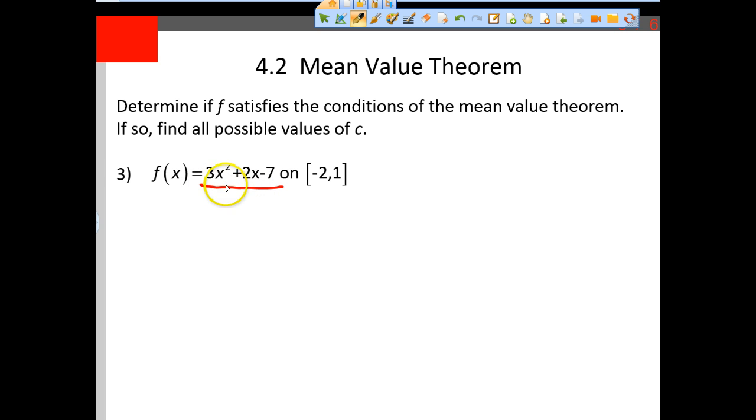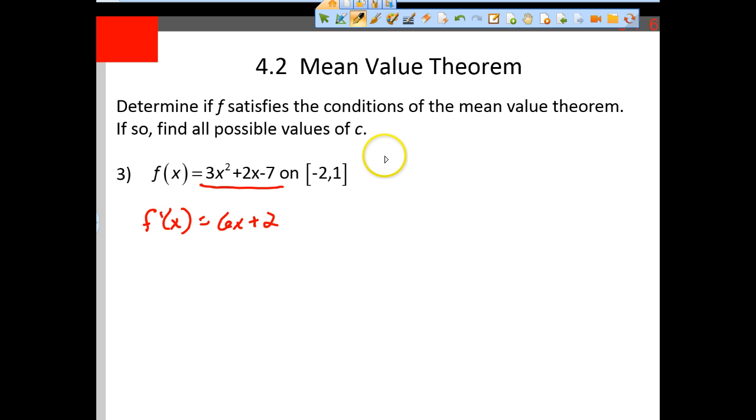f of x is 3x squared plus 2x minus 7. Of course, that's just a parabola or a polynomial, and so it is going to be continuous and differentiable everywhere. So we know that the conditions for the mean value theorem are satisfied, so then we can continue on to find the derivative. All right, so f prime of x, its derivative would be 6x plus 2, right?